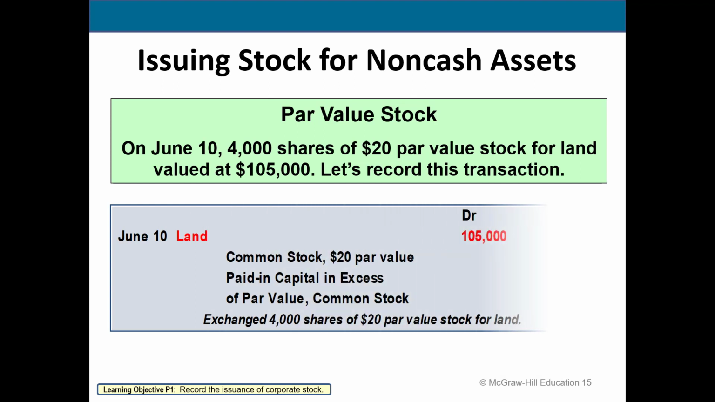We can also issue stock for non-cash assets. So here they received land that was valued at $105,000, and they issued 4,000 shares of $20 par value stock. So we debit land for the value of the land, $105,000. We credit common stock for 4,000 times 20, which is $80,000, and the difference goes into the paid-in capital in excess account.